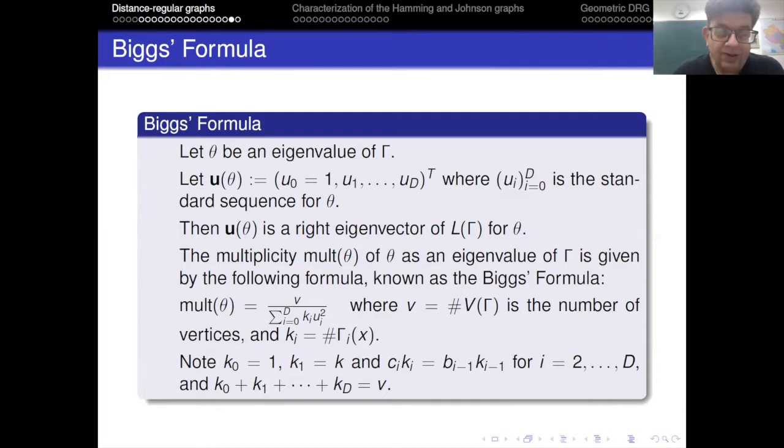The multiplicity is v over the sum from i=0 to d of k_i times u_i squared, where v is the number of vertices. k_i is the order of gamma_i of x. We fix a vertex x, and then k_i is the size of gamma_i(x). But k_i does not depend on x, because you can easily see that k_0 is 1, k_1 is k, and c_i times k_i is b_{i-1} times k_{i-1}. And the sum of the k_i's must be equal to v.